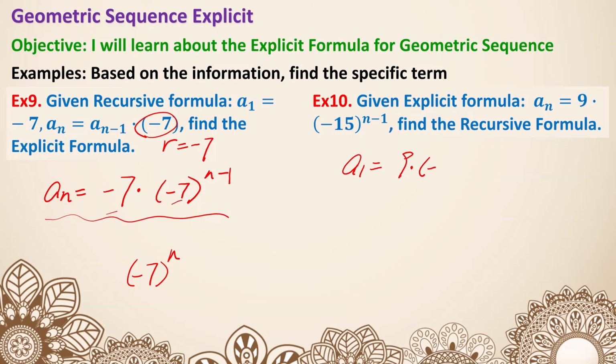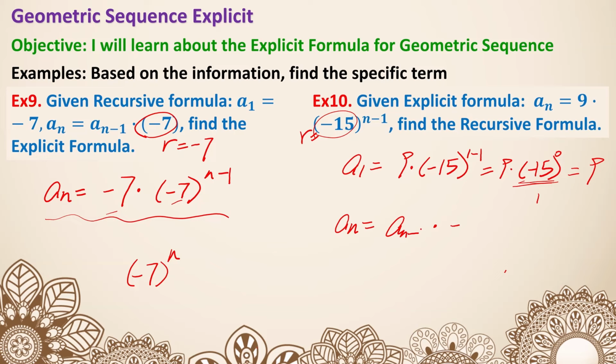That is 9 times negative 15 to the 1 minus 1 power. So it's 9 times negative 15 to the 0th power. Anything to the 0 power is just a 1. So the whole thing is just a 9. Then the second part, a sub n equals a sub n minus 1 times whichever part has the exponent. That's our r. So times negative 15. There you go. That's example 10.